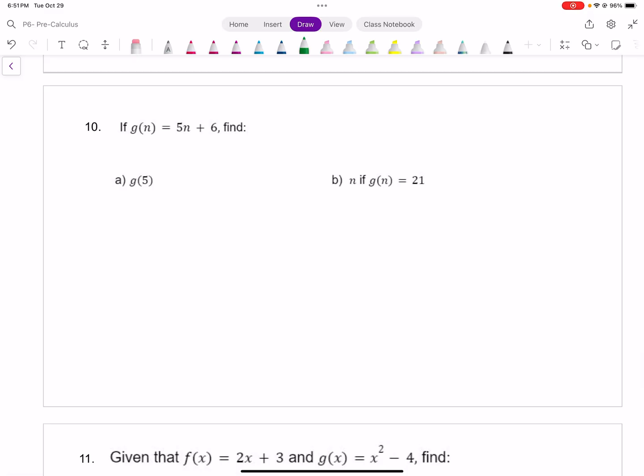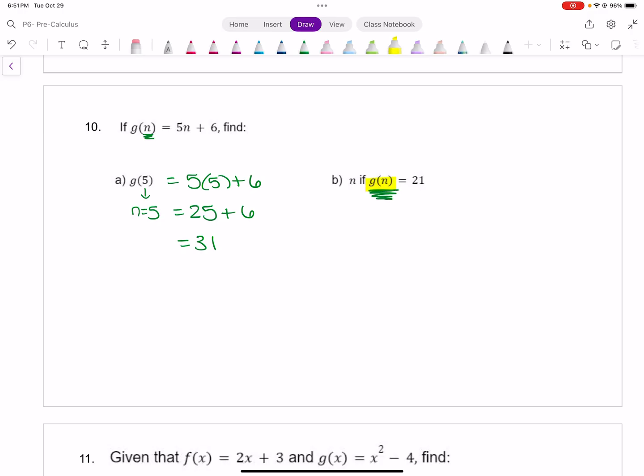Number 10, if g of n equals 5n plus 6, find g of 5. So this time we're using an n in the parenthesis. So n is going to be 5 here. So 5 times 5 plus 6. 5 times 5 is 25. Plus 6 is 31.